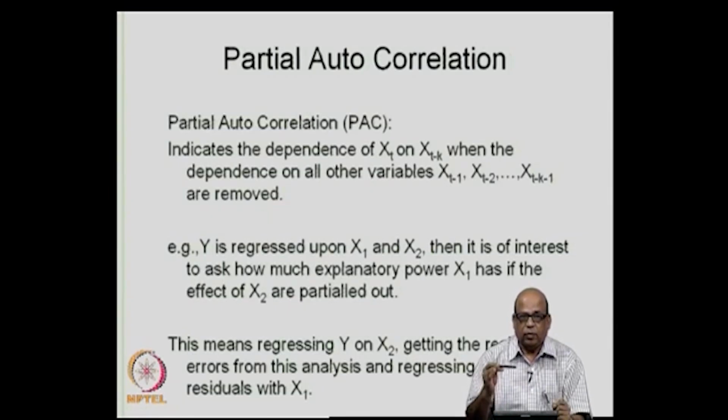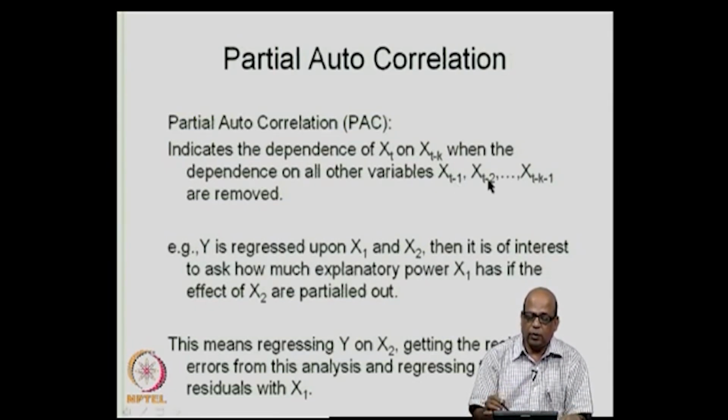What we mean by this is that when you are talking about dependence of x t on x t minus k, all these other dependents are also included in the correlation. But if you have some mechanism by which you partial out, or remove, the dependence of x t on x t minus 1, x t minus 2, etcetera, on all other variables except x t minus k, then the remaining correlation is in fact the partial autocorrelation.